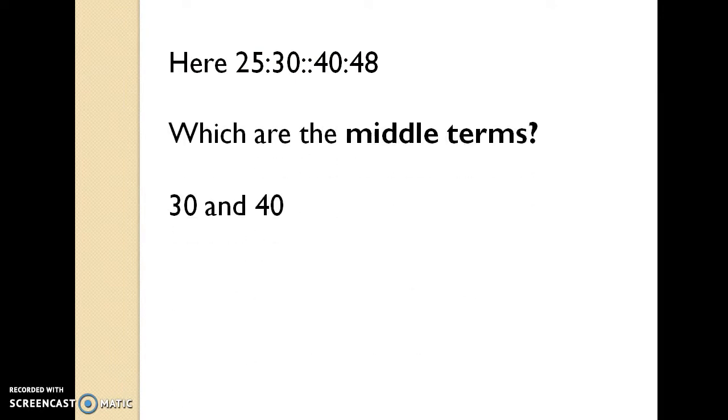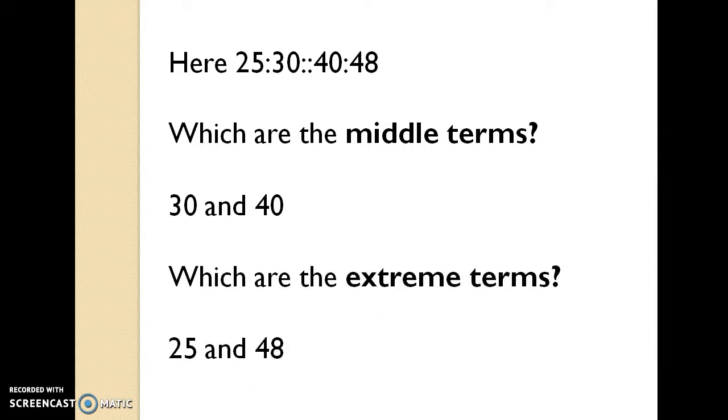Now here in this, which are the middle terms? Yes, 30 and 40 are the middle terms and the extreme terms are 25 and 48.